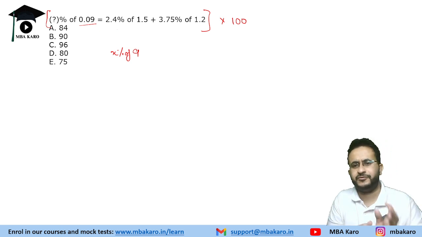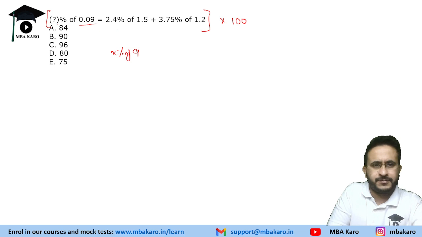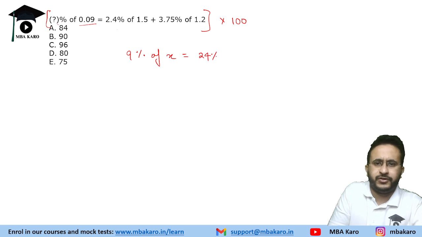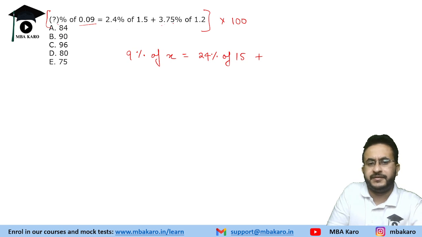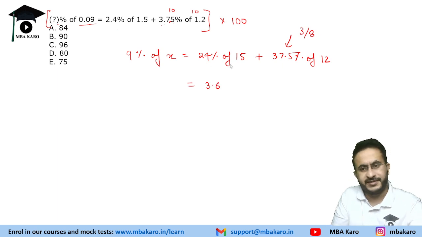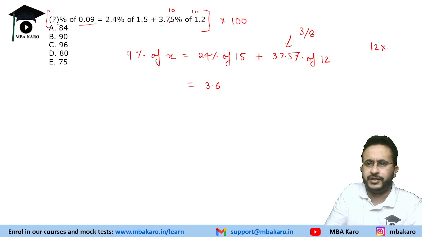These are some basic things. Like if you say a into b, that is b into a. So x percent of 9, or we can say 9% of x, is equal to 24% of 15 plus, now instead of saying 375%, let us do one thing. Let us shift, like we have to multiply by 100, right? So multiply by 10 and 10. So it will become 37.5% of 12, right? 37.5% means 3 by 8. So this is 3.6, 24% of 15, that is 3.6. 3 by 8, so 12 into 3 by 8.